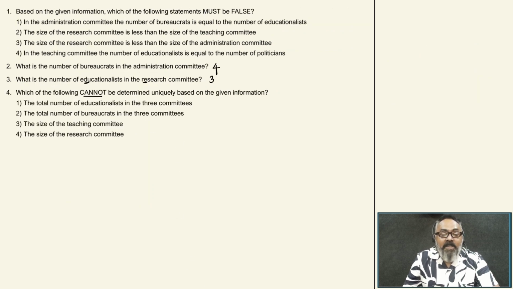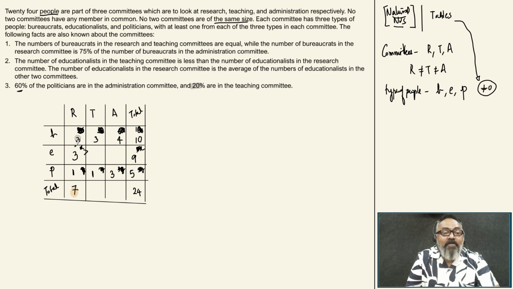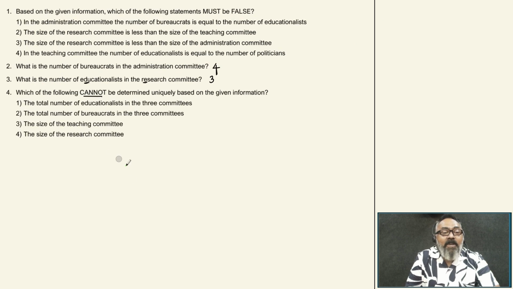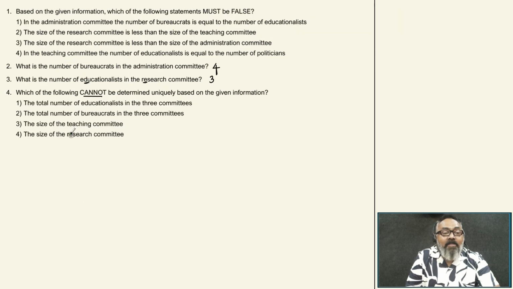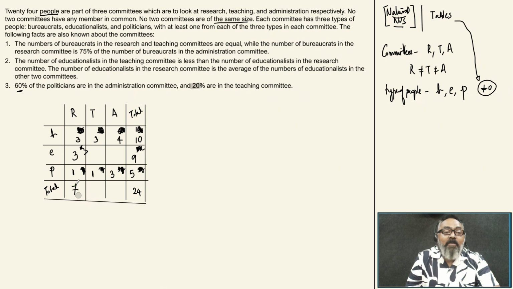The total number of bureaucrats in the 3 committee is something that we can find for sure. And what else? The size of the teaching committee. The size of the teaching committee we don't know, depending upon the value that it can take. The size of the research committee is something that we know, that is equal to 7.